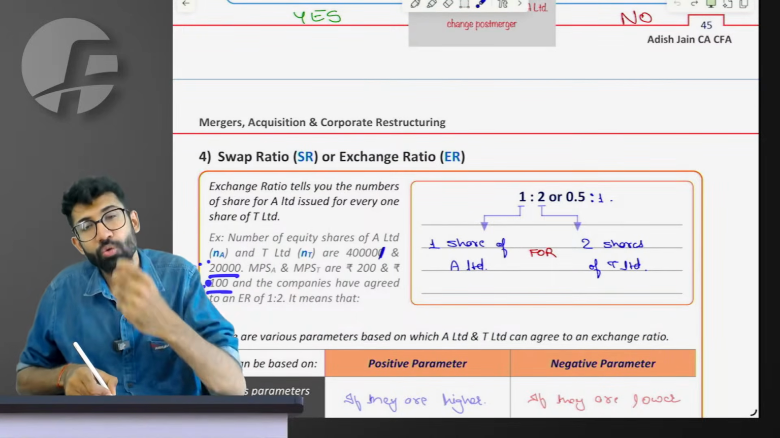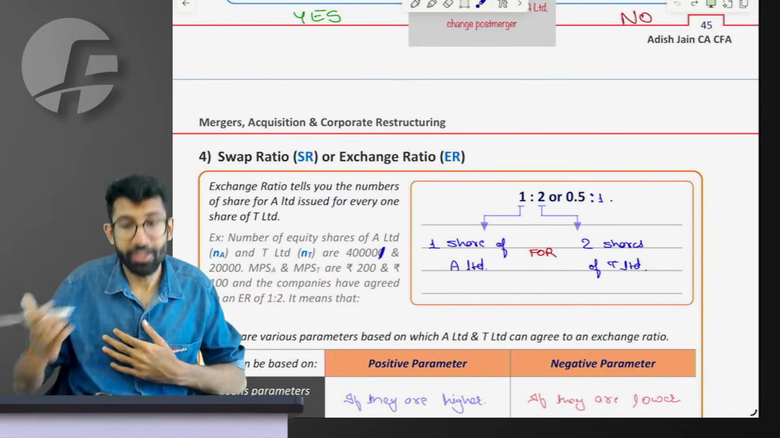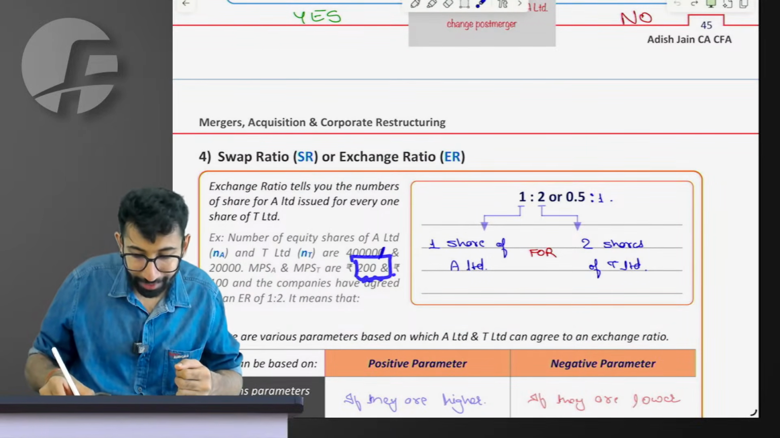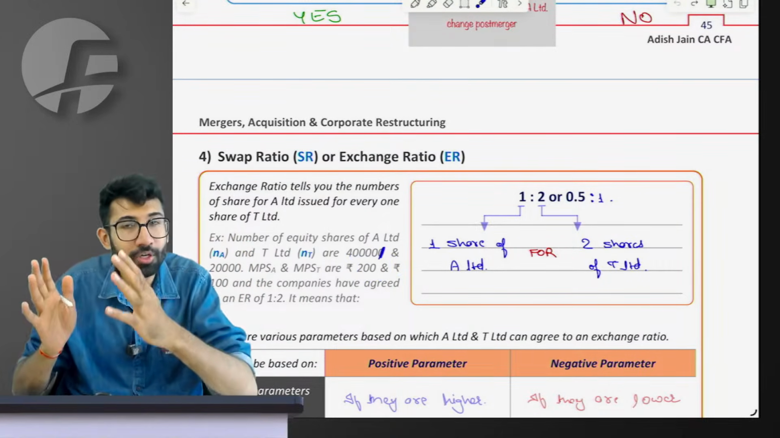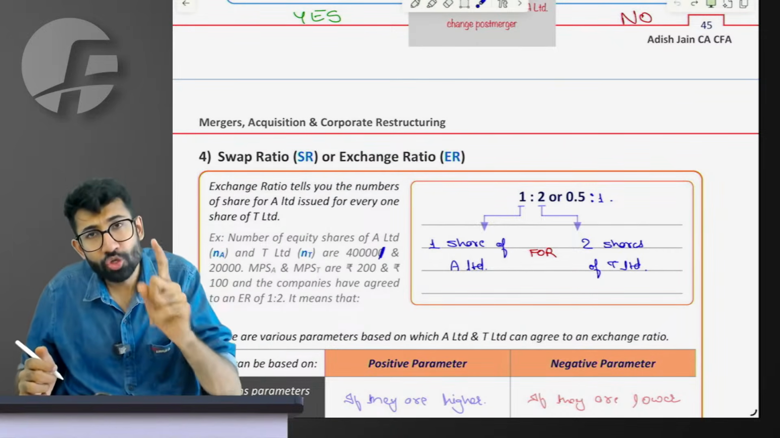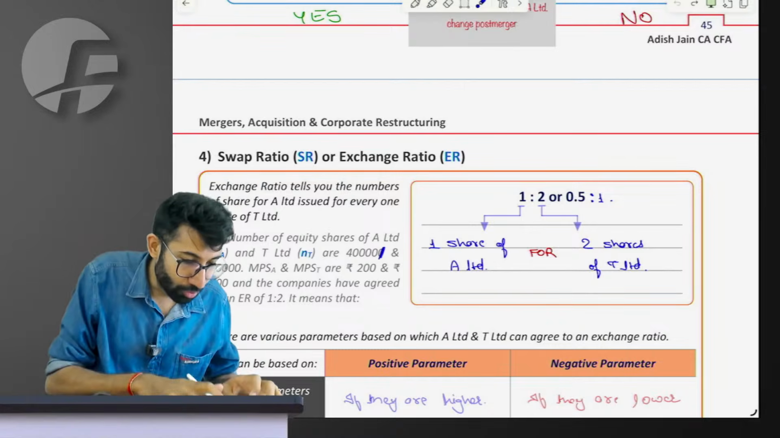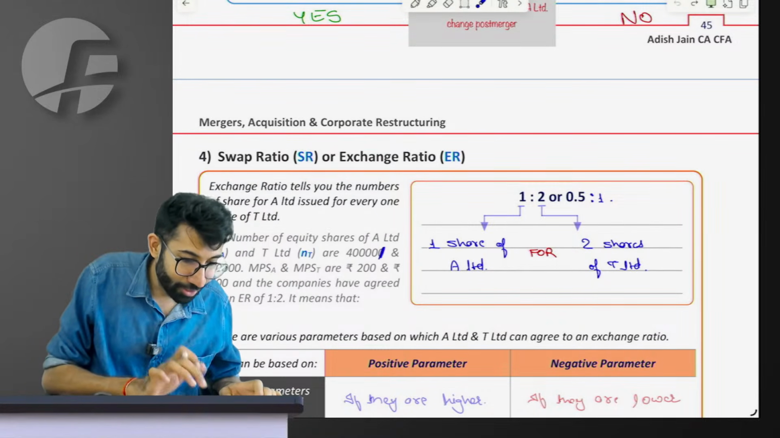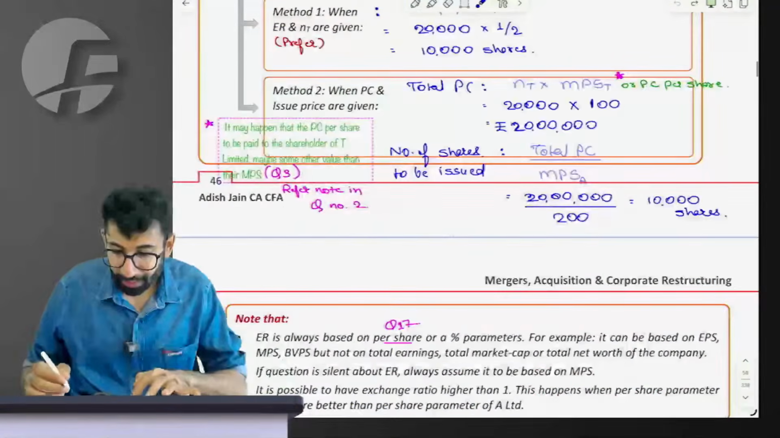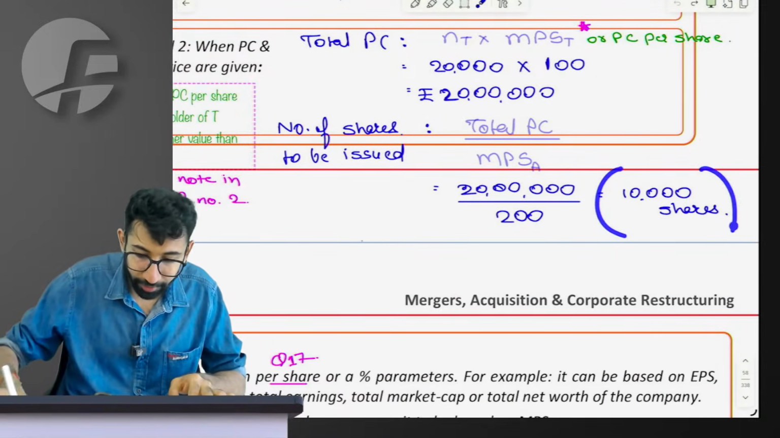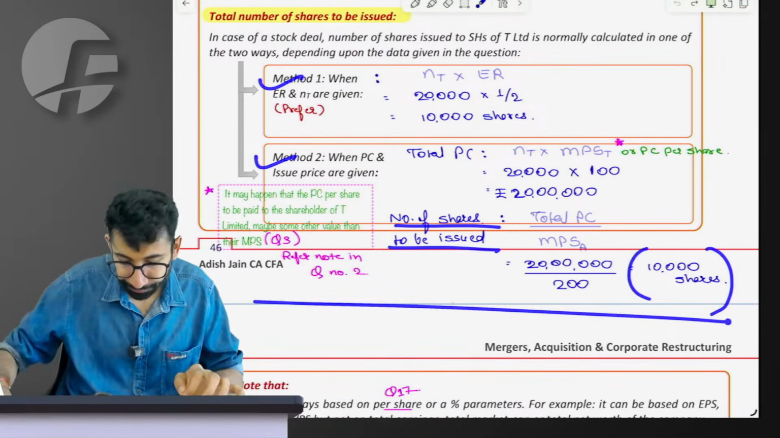So if I have to give you a total 20 lakh rupees of purchase consideration, how will I give that value to you? In the form of my shares. What is the worth of every share of mine? 200. If I have to give you a total 20 lakh rupees of shares, and every share of mine is worth 200 rupees, how many shares of mine will I have to give to you? 20 lakhs divided by 200 gives me 10,000. I will have to issue 10,000 shares, and that's how you can also find out the number of shares to be issued. These are the two ways to find the number of shares.